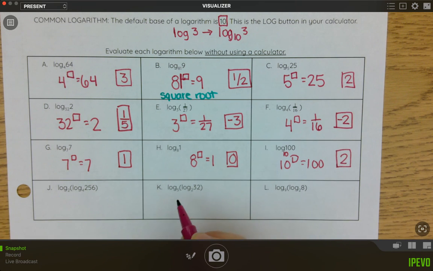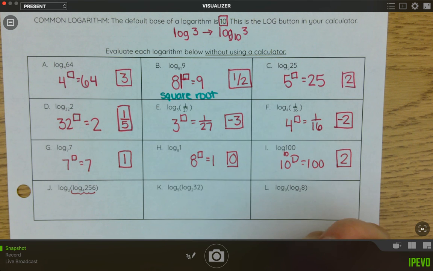And then I'm going to do these bottom 3 with you guys on Zoom, but basically you do this middle part first. 4 to the 4th power.